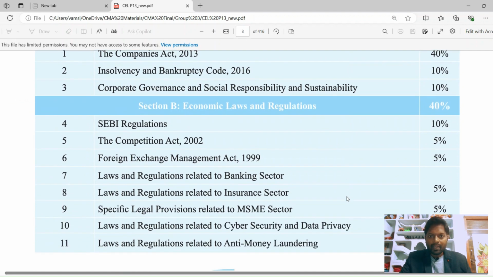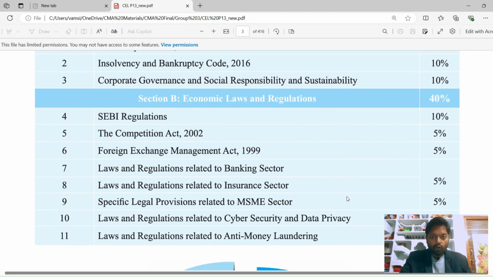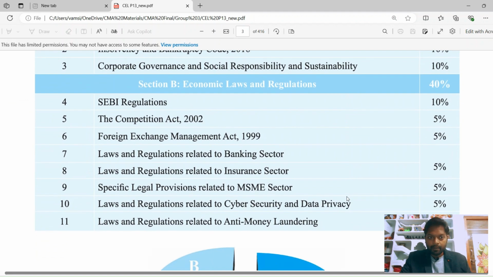And section B, economic laws and regulations, covers topics like SEBI regulations 10%, Competition Act 2002 5%, Foreign Exchange Management Act 1999 5%, laws and regulations related to the banking sector, laws and regulations related to the insurance sector 5%, specific legal provisions related to the MSME sector 5%, laws and regulations related to cyber security and data privacy 5%, laws and regulations related to anti-money laundering 5%. A student who learns all the acts of section B will cover 40% of marks.